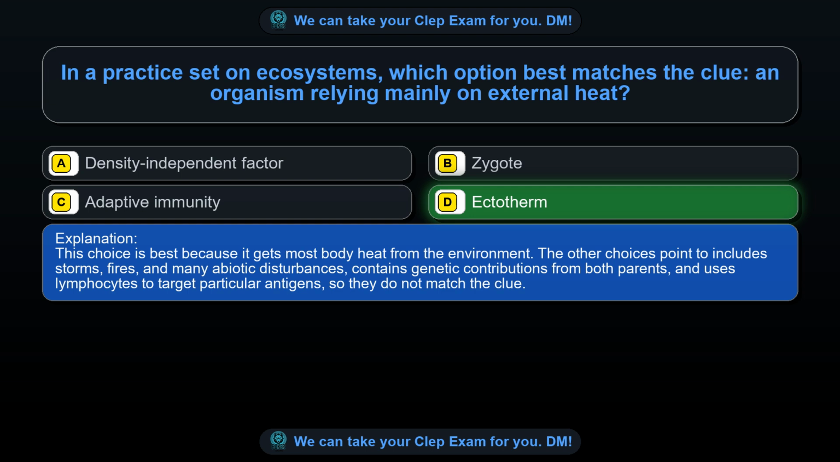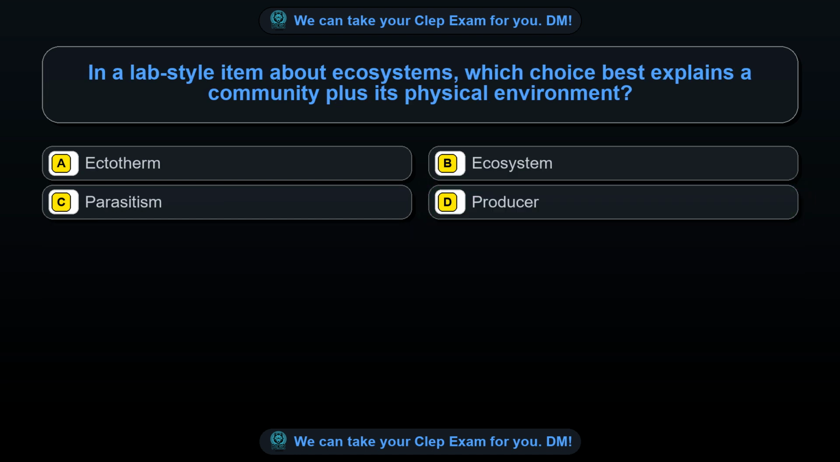The other choices point to include storms, fires, and many abiotic disturbances, contains genetic contributions from both parents, and uses lymphocytes to target particular antigens, so they do not match the clue. Question 93. In a lab-style item about ecosystems, which choice best explains a community plus its physical environment? Option A, ectotherm. Option B, ecosystem. Option C, parasitism. Option D, producer.